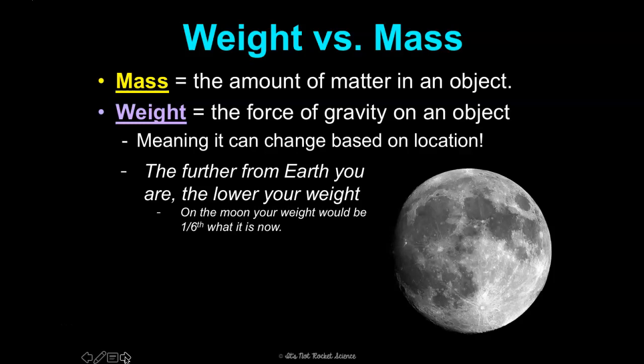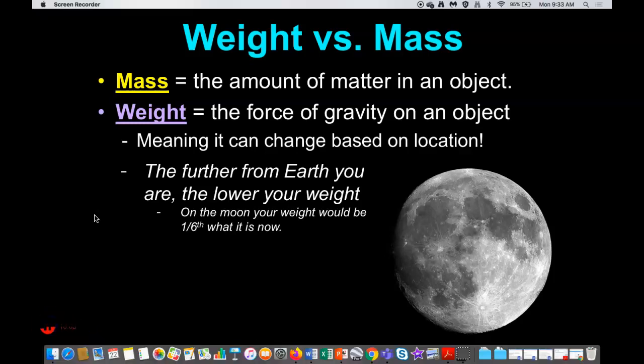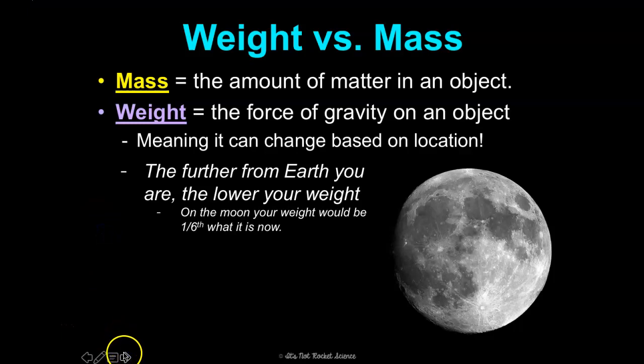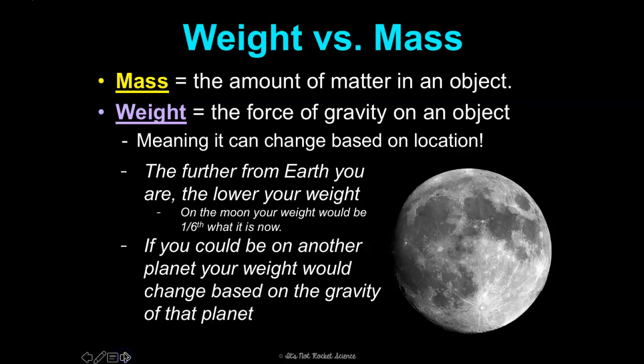well, you would weigh 16.66666 pounds. And if you could be on another planet, your weight would change based on the gravity of that planet, because the gravity changes from planet to planet. So on Jupiter, your weight would be over twice as much as it is now. So if you weighed 100 pounds, on Jupiter, you'd weigh over 200 pounds because of the force of gravity of Jupiter.